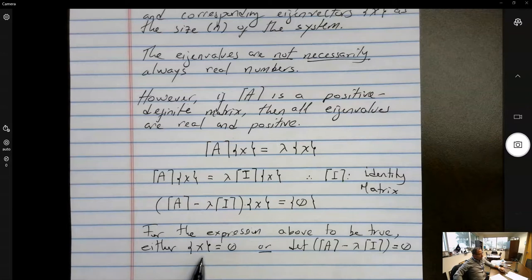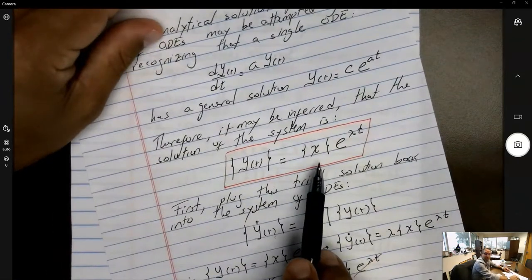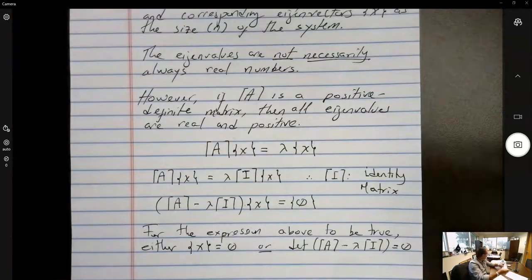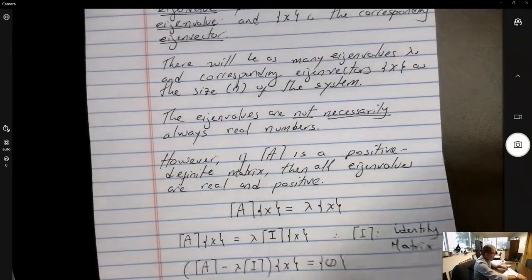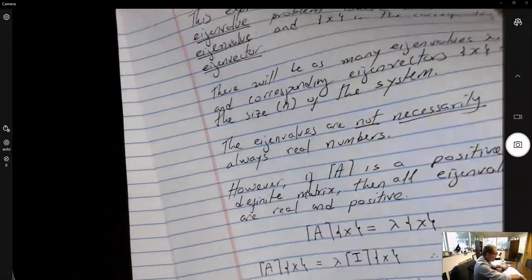The option of letting x equal 0 is not a valid one, because if we let x equal 0, then we go back to the solution being trivial, being 0. So that's not a permissible one. We don't want the solution of the system to be trivial. We're looking for a non-trivial solution.